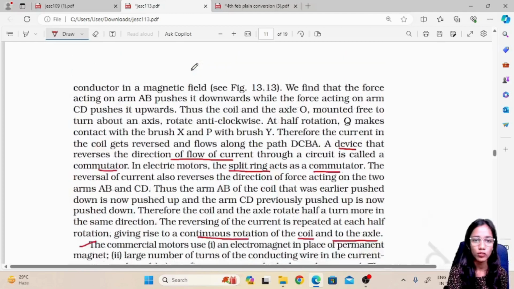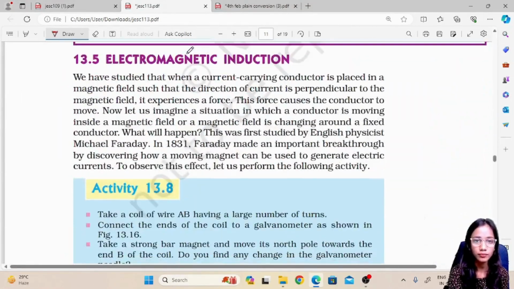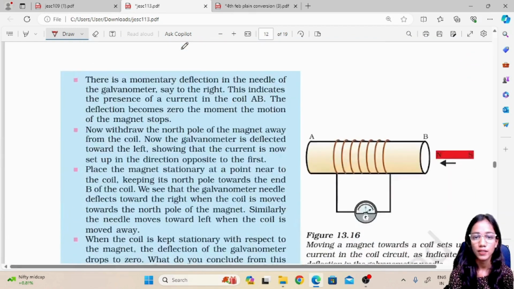So this was the electric motor, its function and working. The next concept which we need to learn is electromagnetic induction. We have already seen how electricity produces a magnetic field, then how a magnet exerts a force on the current carrying conductor and makes it move. In this concept we are going to see whether a magnet with its magnetic field can induce current in a circuit.